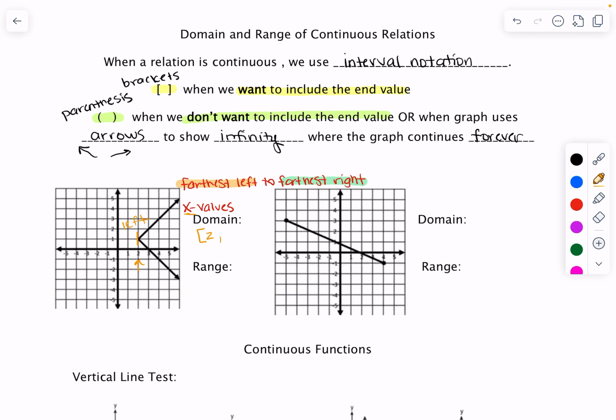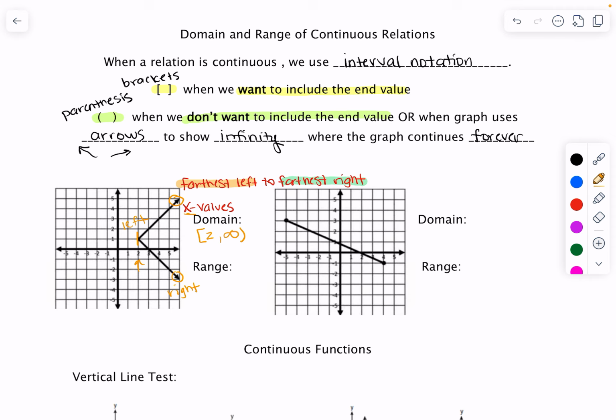And then my farthest right are these 2 arrows right here. And like I said in the definition, we're going to write infinity because that's my farthest right, and we use a parentheses to connect it. So what this notation is saying is that this graph goes from the number 2 as my x value, and then it goes on forever right as my second x value. Okay, so that's my domain.